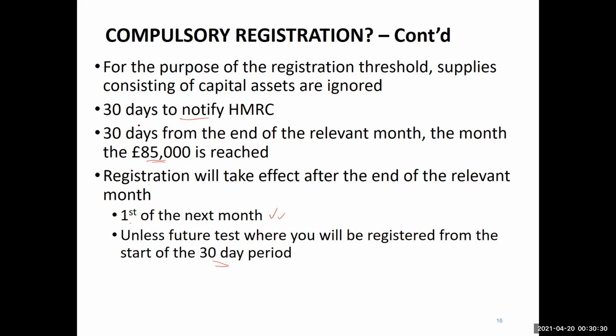Both scenarios, we have 30 days to notify. But for historical, it is the 1st of the next month after the notification period, while for future tests, it should be at the start of the 30-day notification period.